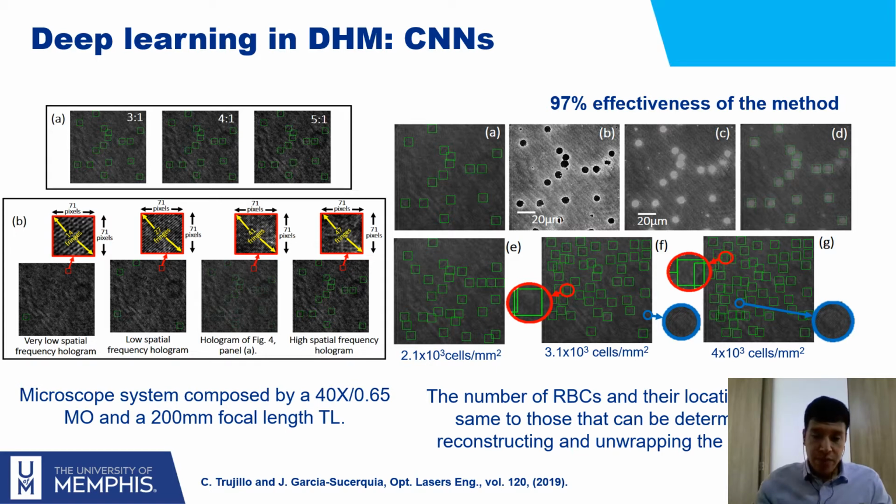We then inputted the whole image to the trained model, and the model yielded some prediction locations. After we do that, we measure a 97% effectiveness of the method at detecting and counting RBCs. Of course, we tested this at different densities of samples, that is samples with low density of RBCs and samples with high densities of RBCs.